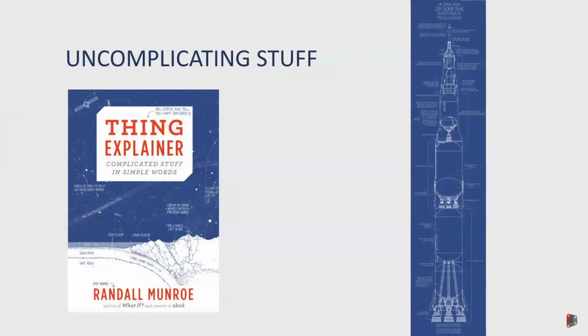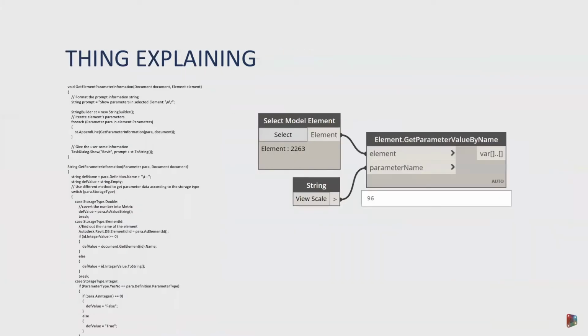So actually, what is Dynamo all about? It's really about uncomplicating things. In this case, we have something such as the Thing Explainer, which tries to explain really complex things in only the 1,000 most common words in the English language. And Dynamo kind of tries to do this. So we're taking stuff which is on the left-hand side, which is gobbledygook to many people in the room and a little bit non-gobbledygook to others, and we're converting it into stuff on the right-hand side.